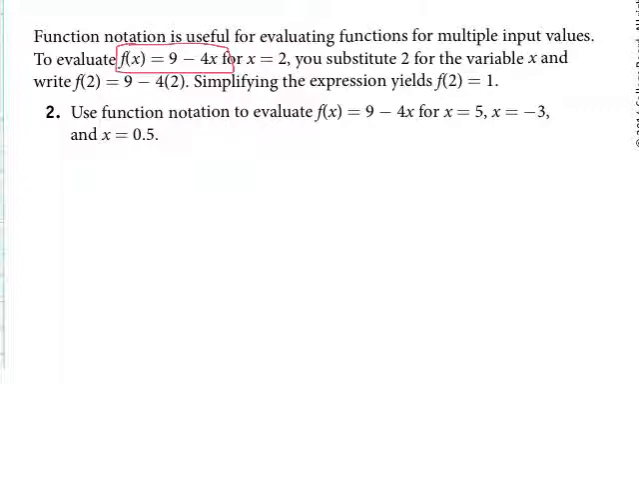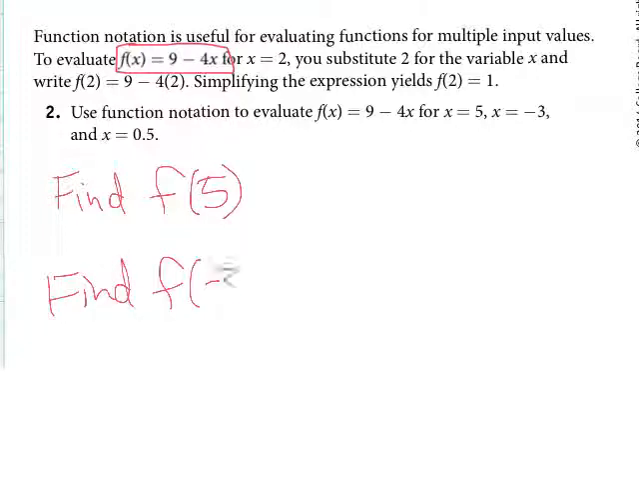If we simplify it down, it gives us f of 2 equals 1. So on number 2, when it says use function notation to evaluate this function for x equals 5, negative 3, and 0.5, those are not the questions that I'll ask you. The question that I will ask you is, I will say find f of 5. I will say find f of negative 3. I will say find f of 0.5.